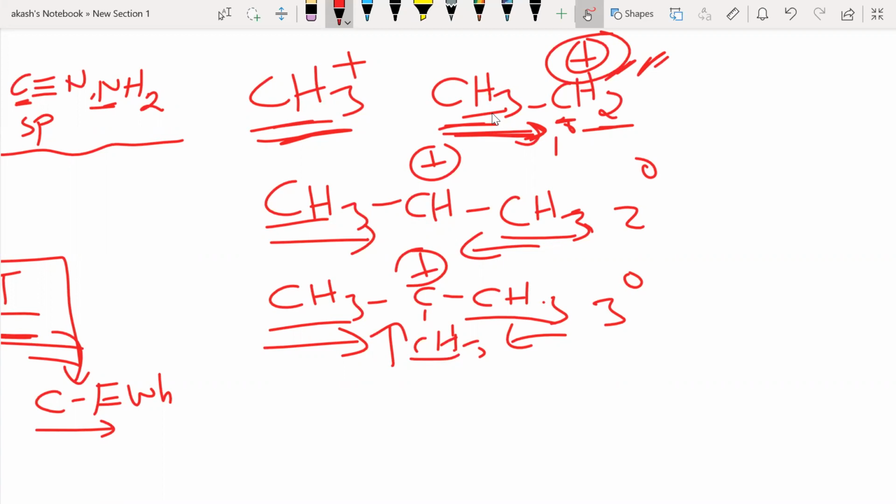Decrease. Decrease, right? Because electrons are negatively charged, and you have a positive charge here, and this is an electron donating group. So obviously the amount of positive charge decreases.